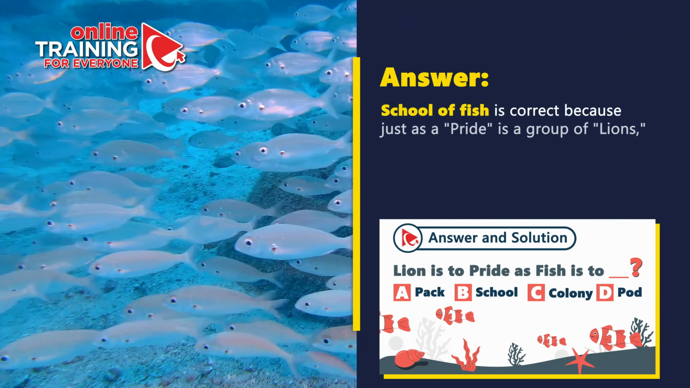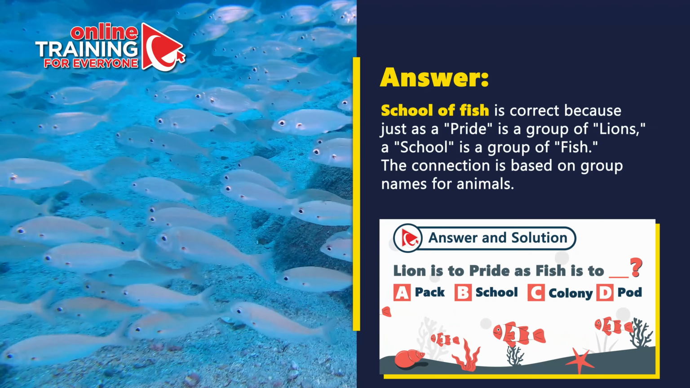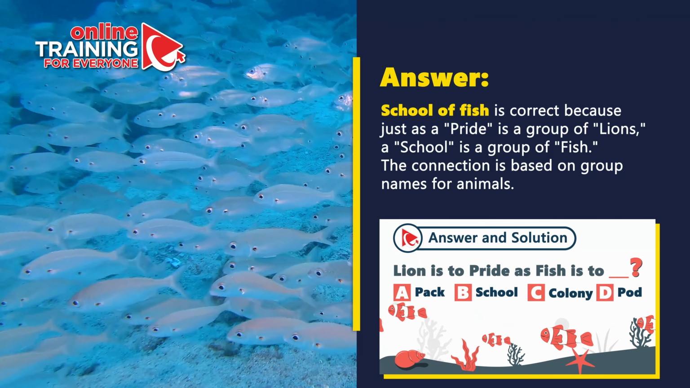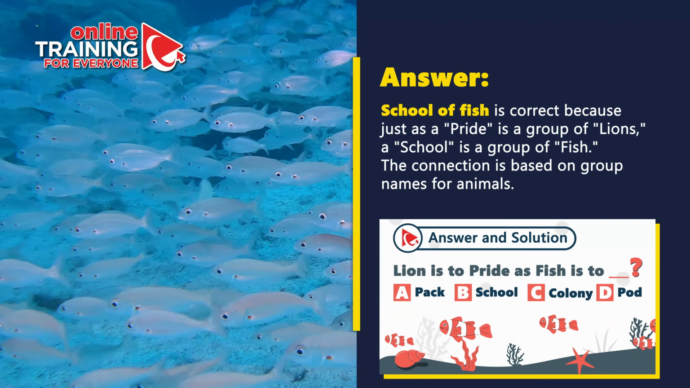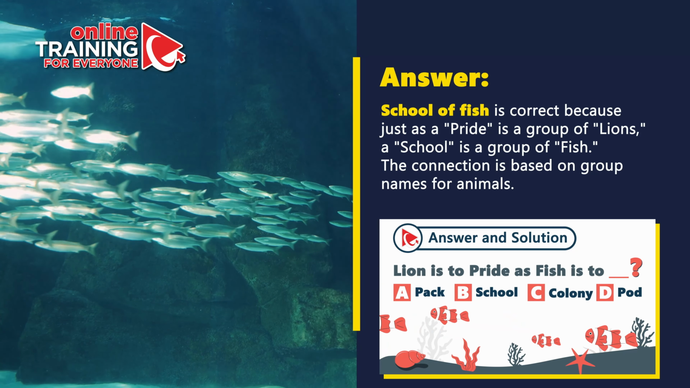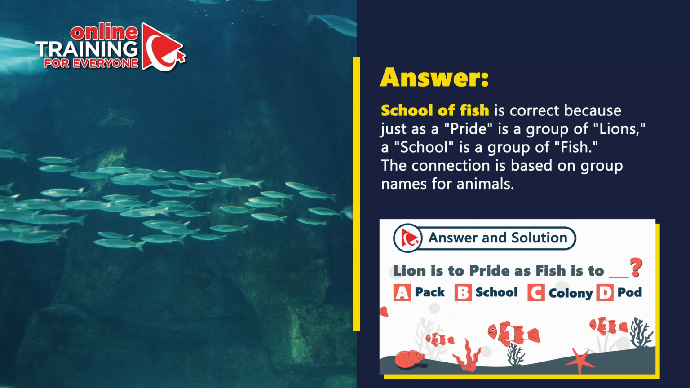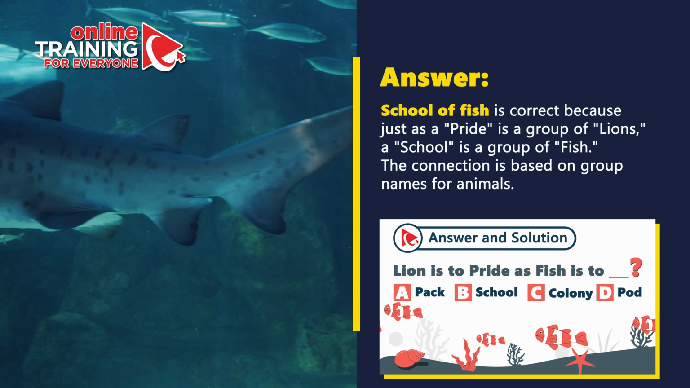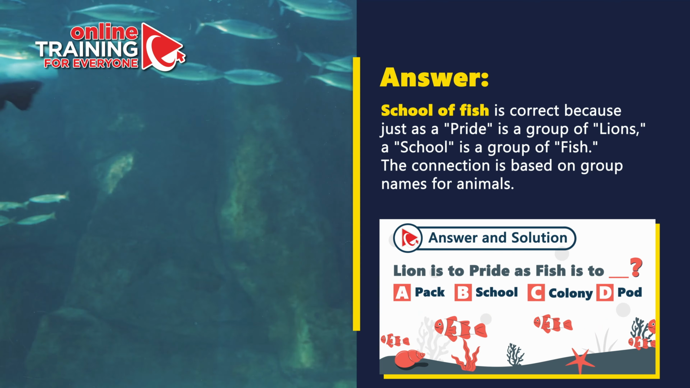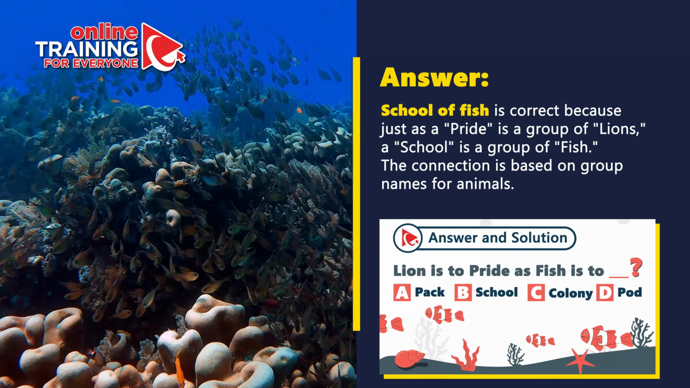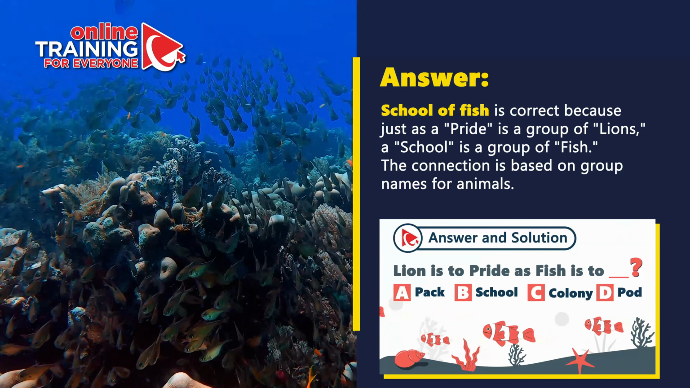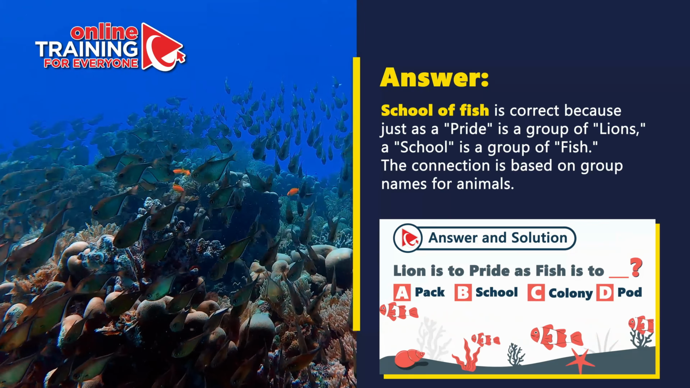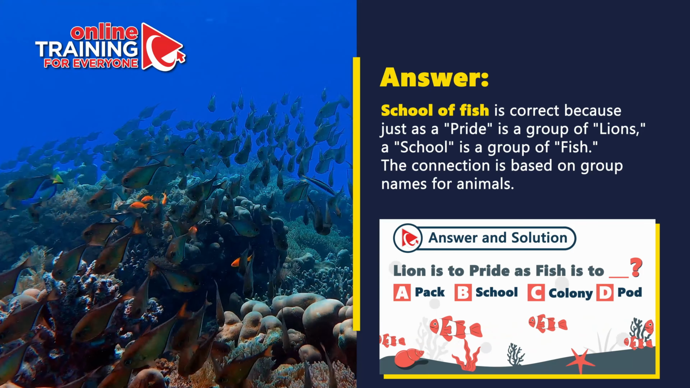School of fish is correct because just like a pride is a group of lions, a school is a group of fish. And the logical connection here is based on the group names for the animals. What's interesting here is that fish form schools primarily as a defense mechanism. The large number of them confuses predators, making it difficult for them to single out a target. A school of fish moves in a highly coordinated manner, creating the illusion of a single larger organism. This synchronized swimming helps in evading predators and conserving energy.